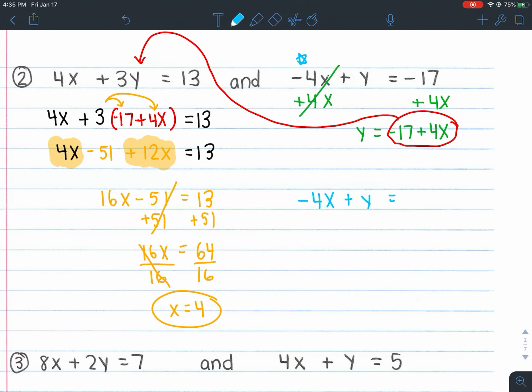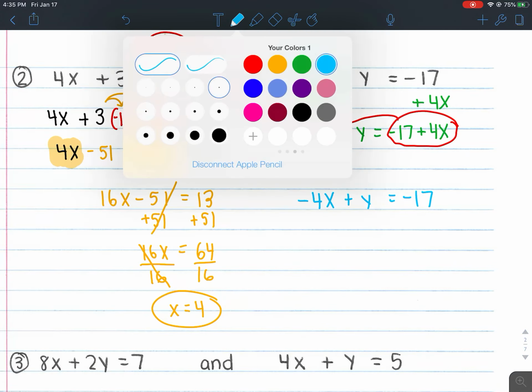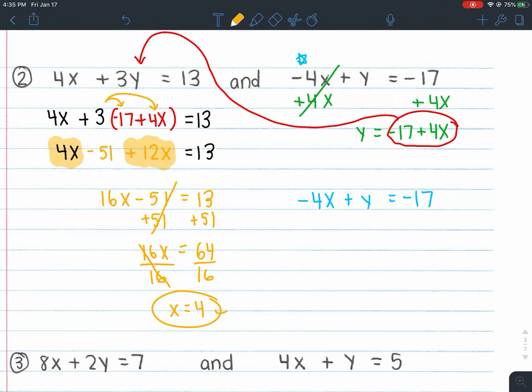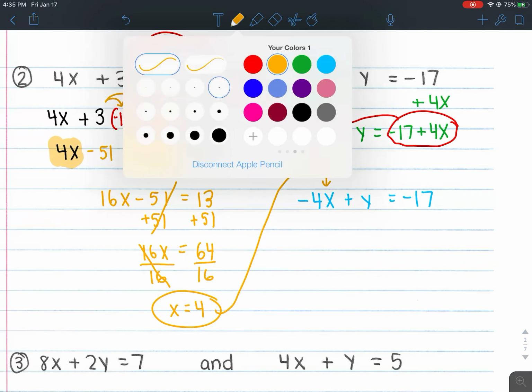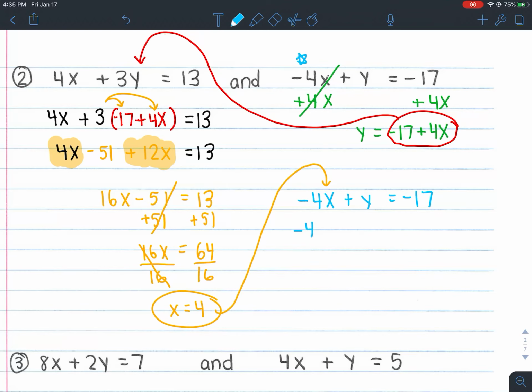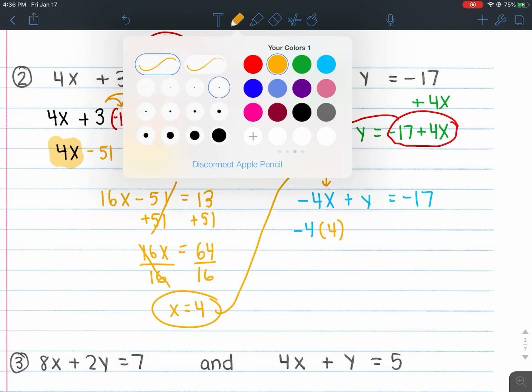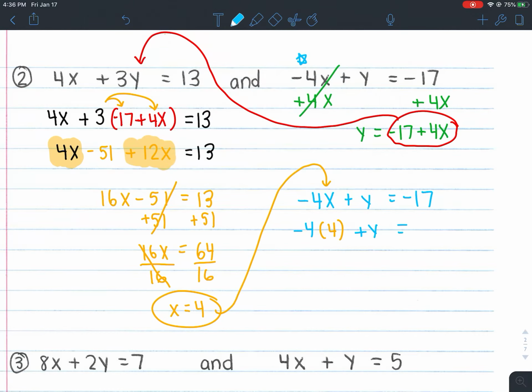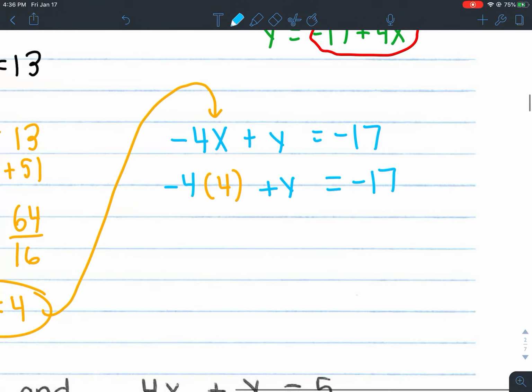Negative 4x plus y equals negative 17. I know that x equals 4, so let's plug this in for x. So then I have negative 4, and in the parentheses, positive 4, plus y equals negative 17. Again, same steps as earlier in day 1. The only new part today is that I have to get the variable by itself. Negative 4 times 4 is negative 16.